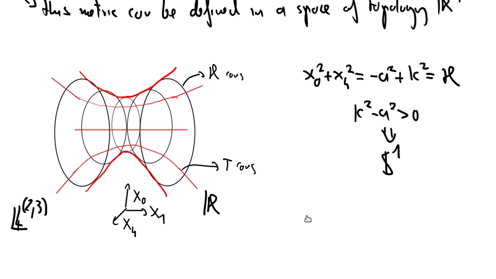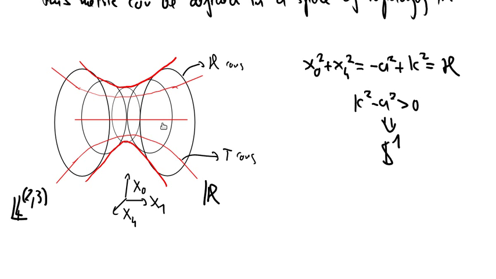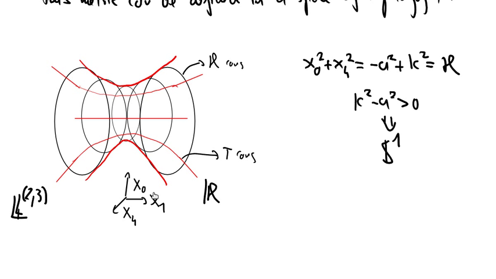We have defined our 4-dimensional metric on this surface, which is embedded in 5-dimensional space. But it turns out that we can also define our metric on a 4-dimensional space, which has topology R4. And how do we go from this space to the space with topology R4?